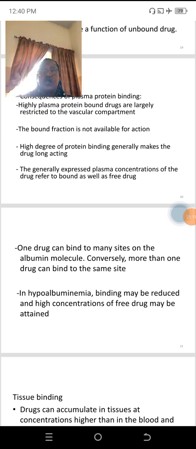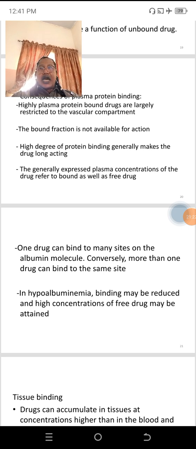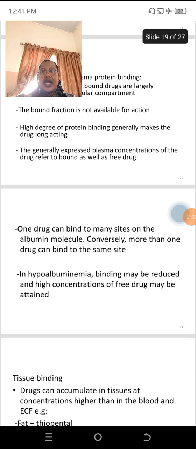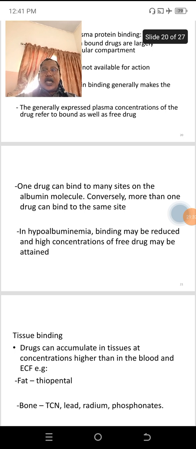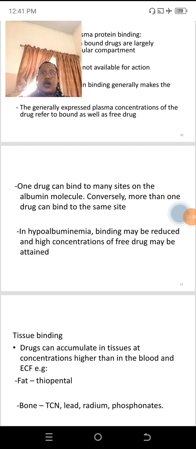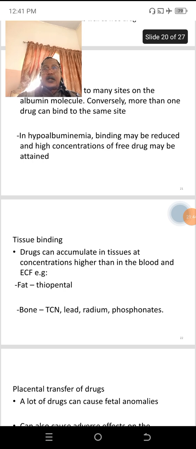We should also note that one drug can bind to many sites on the albumin molecule. Conversely, more than one drug can bind to the same site. Then, in hypoalbuminemia, binding may be reduced and a high concentration of free drug may be obtained, similar to what we mentioned earlier.